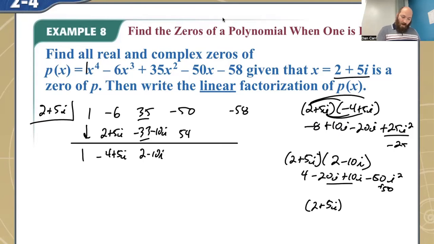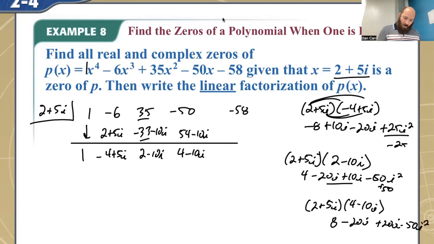And then these two will combine as a negative 10i. Combine these: negative 50 plus 54 is going to give me a positive 4, and then a negative 10i there. So I'm going to multiply this out, 4 minus 10i. 2 times 4 is going to give me 8, and then negative 20i, positive 20i, and then negative 50i squared. So these actually will cancel out here. So I'm left with 8 and then plus 50 to give me 58. So I do that and I get my 0, which again, I expected.